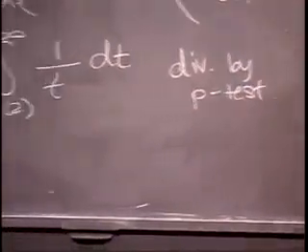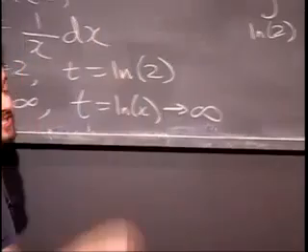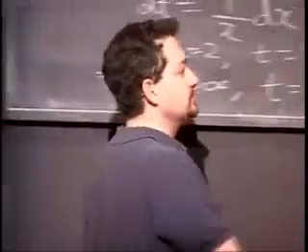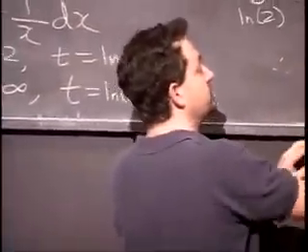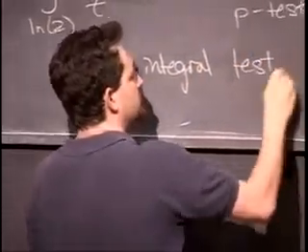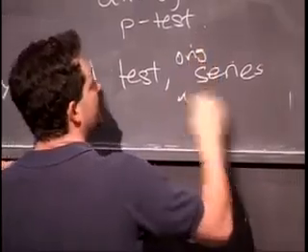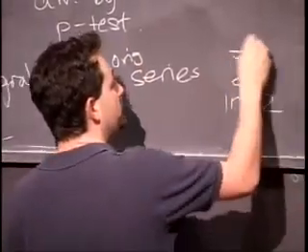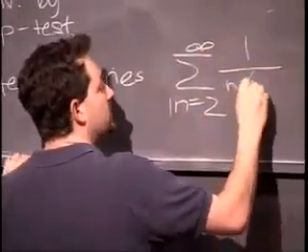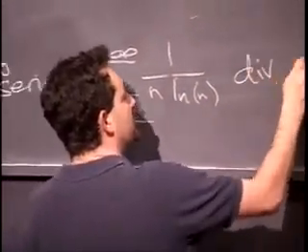So the integral diverges, and the integral test says, therefore, the original series diverges too. Therefore, by the integral test, the series, or original series, you can write it out again, n equals 2 to infinity, 1 over n log n, diverges as well.